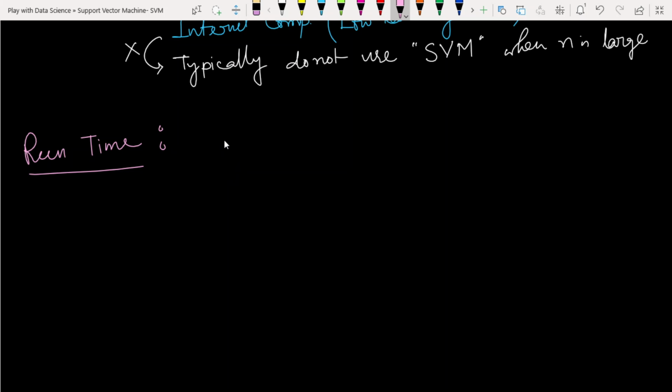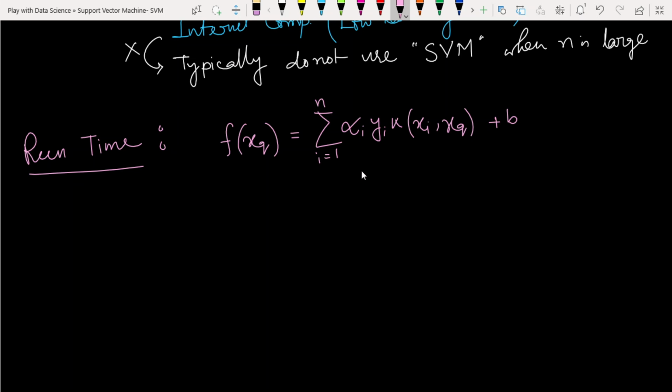Let's see the runtime complexity. If you just remember our query function, I'm writing it: the sum over i equals 1 to n of alpha i, y i, K of x i, x q, plus b. This is our query function.